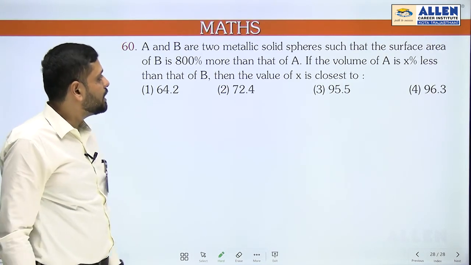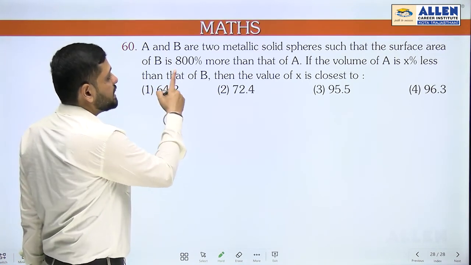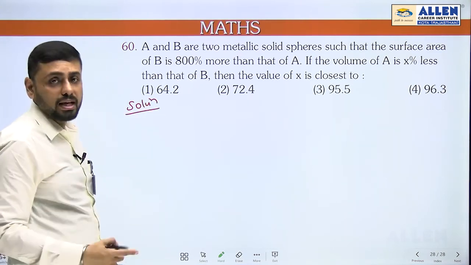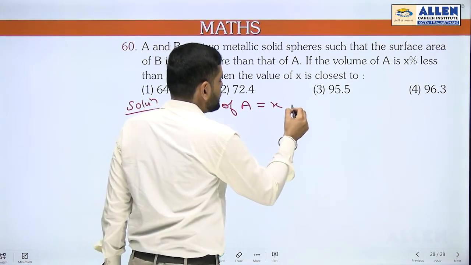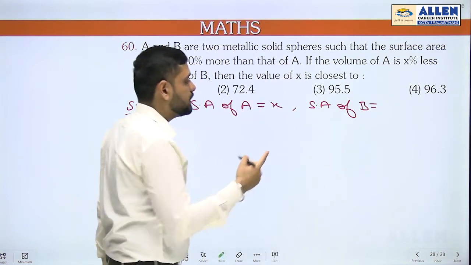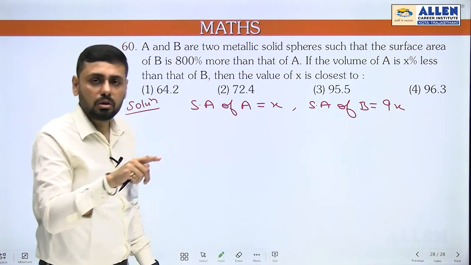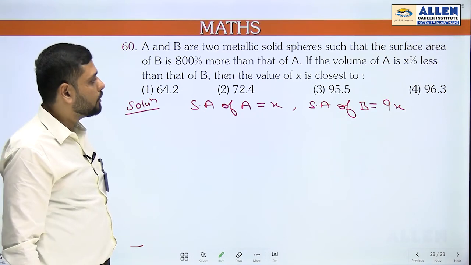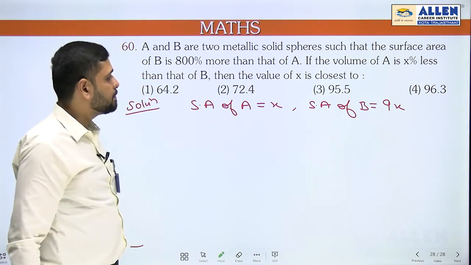Last question is: A and B are two metallic solid spheres such that the surface area of B is 800% more than A. Suppose the surface area of A is x, then the surface area of B will be 800% more than A. So we'll add 800% to it, so it will become 9x. The volume of A is x% less than B.